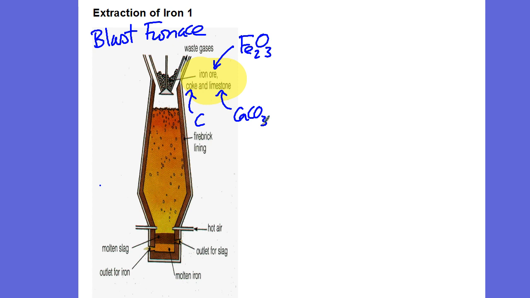So you can see here, down at the bottom, we have an outlet for iron, a molten iron sitting down at the bottom. So, in at the top goes our iron ore, coke, and limestone. And what happens inside the furnace, this furnace which is incredibly hot, the carbon in there reacts with oxygen, and this produces carbon dioxide. That is a very, very exothermic reaction. In other words, it gives out a huge amount of heat.